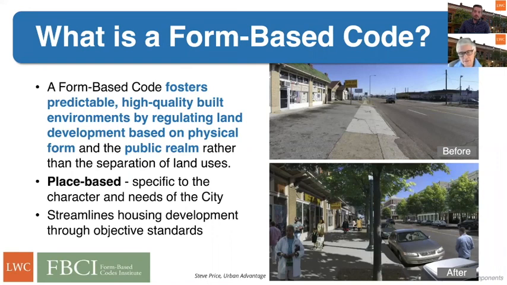And this is more important than the separation of land uses, which is the typical approach in a conventional zoning code. Form-based codes are place-based. That means they're specific to individual communities or individual cities. So while many of the elements are the same, the specifics of the code will be different from one city to another. And form-based codes will also enable streamlining of housing development because design standards are objective, and that makes it easier.